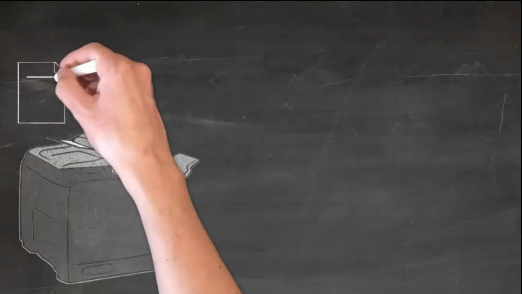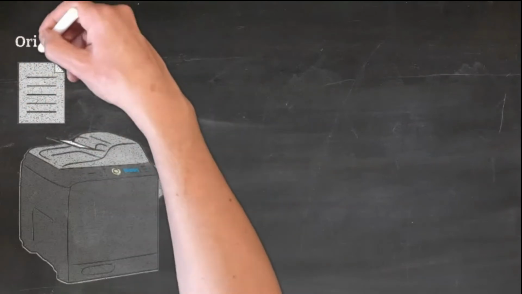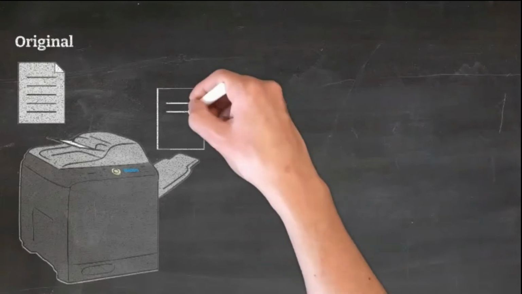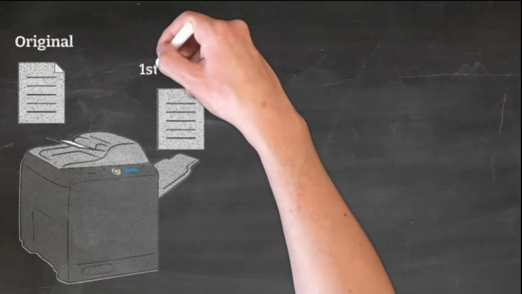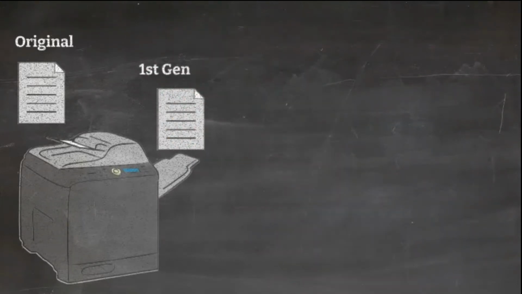Let's talk about copy machines for a minute. When you make a copy of a document, you have an original copy. That first copy is called the first generation. Whether you make one copy or 1,000 copies, they are all first generation copies and they look exactly alike.